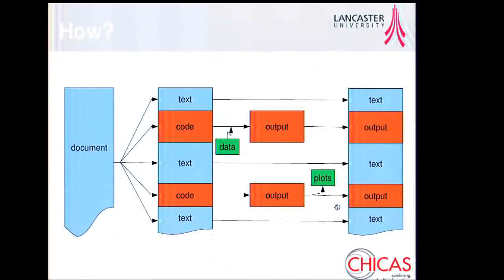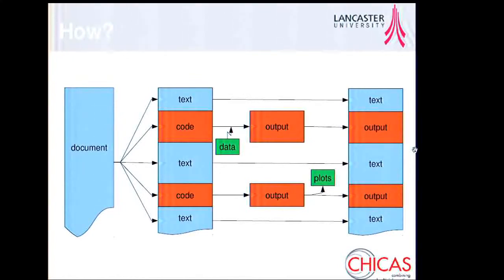The way that knitr works is my little simplified diagram. It takes your original document, it splits it up into things that are plain text, which is my description of the problem, and chunks of code. Another chunk of text, another chunk of code. It then processes those code chunks, and any output that comes from those code chunks, which can be graphics, gets included in the final output along with the text.